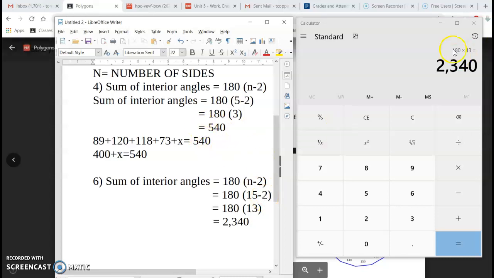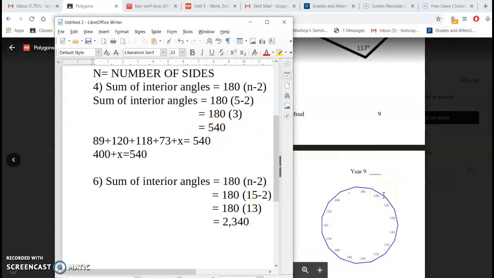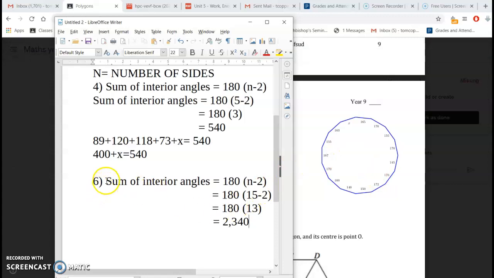Now the second part you're going to do on your own. So you have to look at the shape. You have to find the sum of the interior angles, which means you have to add all these numbers together, all of them. Just follow the method on number 4, where I added all the numbers together and put x as well, and equal to the number you found over here. So all these numbers added together equals 2340. Then you have to make x the subject of the formula. I hope this was helpful.